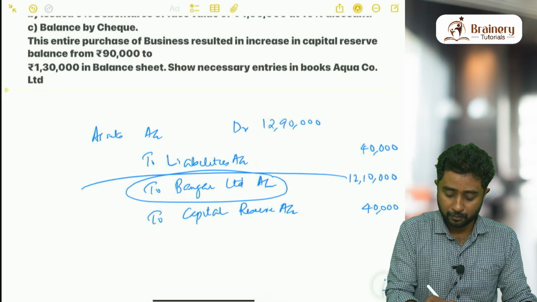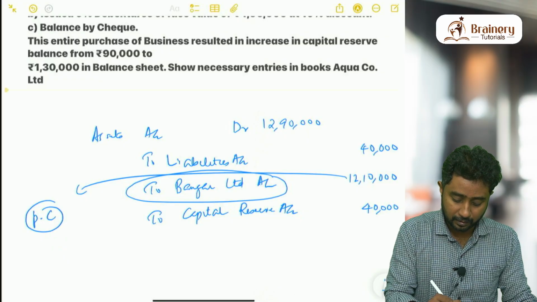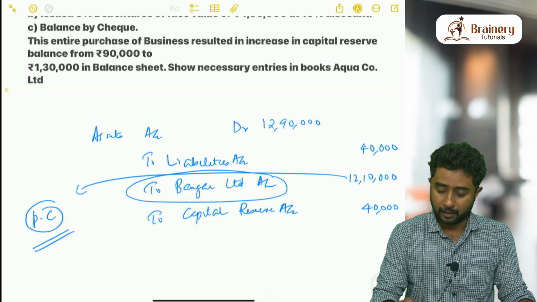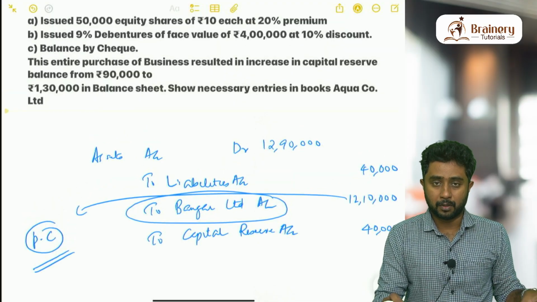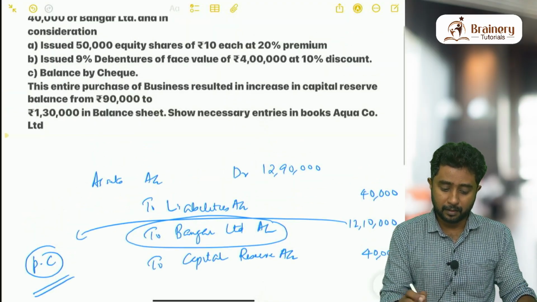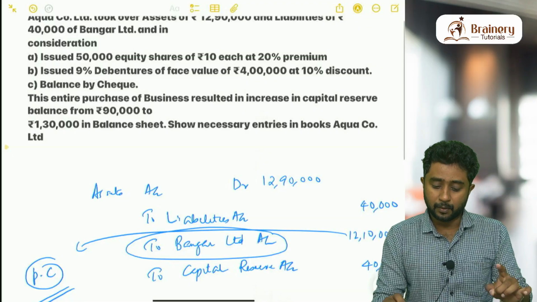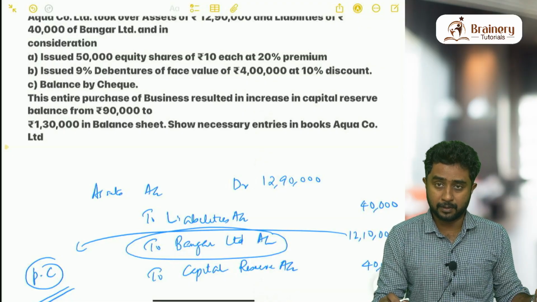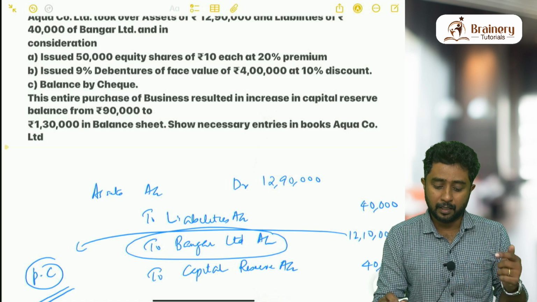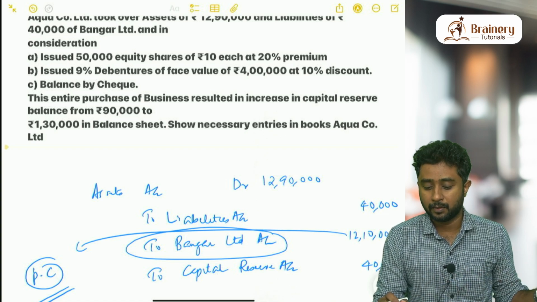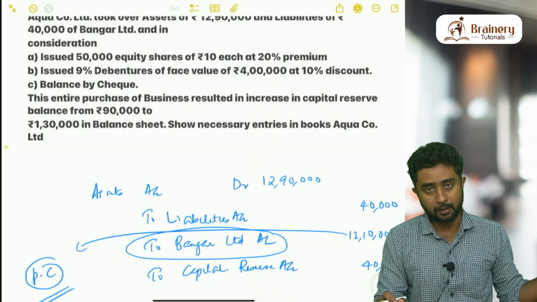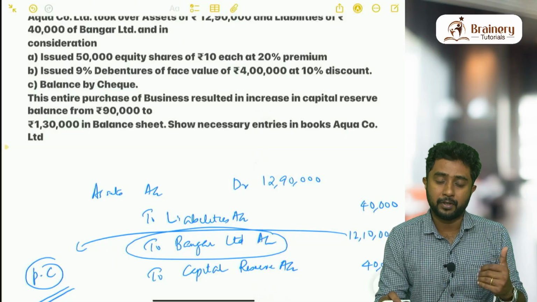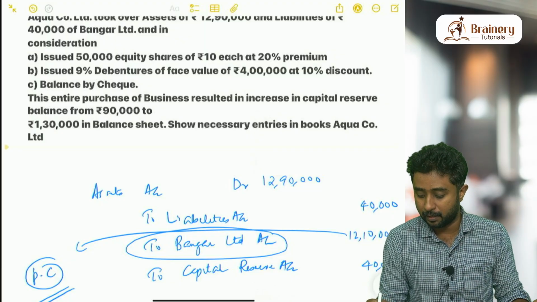This amount is what is called as purchase consideration. Now the problem is not over there, because here in the question they are saying 50,000 equity shares of 10 each at 20% premium we are giving to them as a purchase consideration. Issued again 9% debentures of face value of rupees 4 lakhs at 10% discount, that also we are giving to the vendor. Again balance by cheque, so in order to find out that balance we need again this 12,10,000.